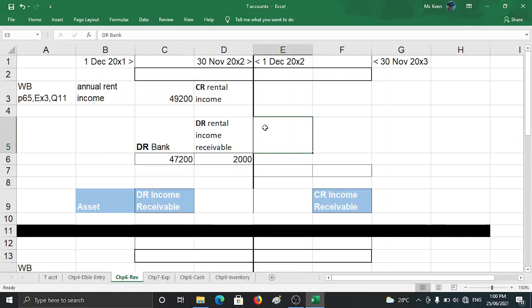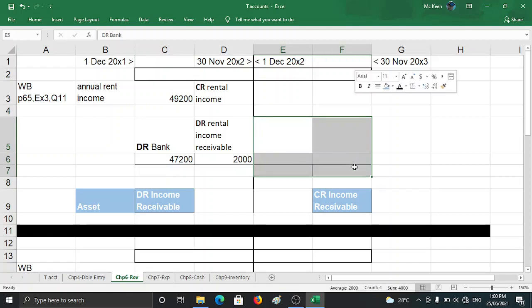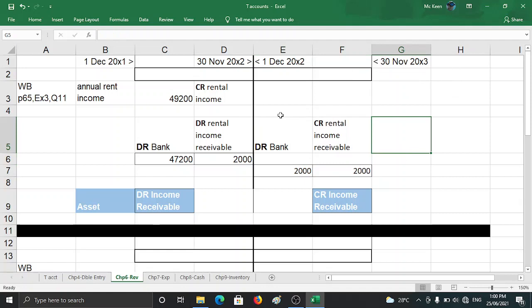So how do you tackle this when the next year comes? Okay, when you receive the balance 2,000, you will still debit the bank, but this time you will credit rental income receivable so that it does not affect your reporting for rental income for the whole year, which stays at 49,200. This is what you report in your financial performance report.